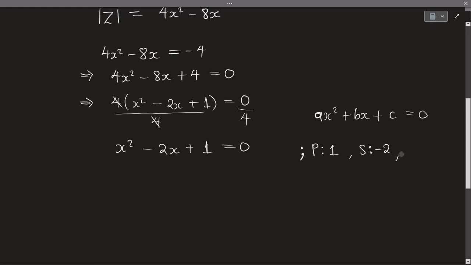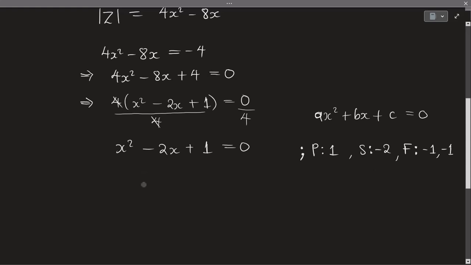Then our factors are going to be two numbers that if we multiply will give us the product. If we add them, we're going to get the sum. Those numbers are not difficult in this case. It's negative 1 and negative 1. Multiply these two, you have a positive 1. Add them, you have a negative 2.